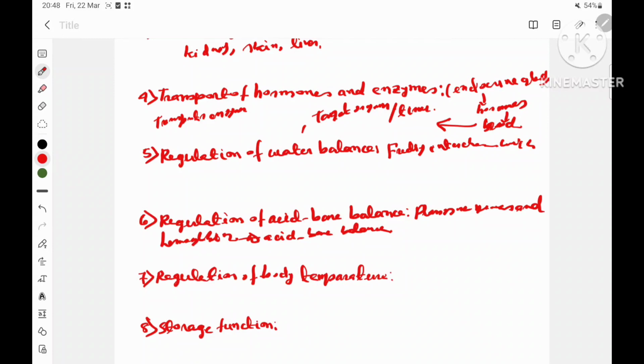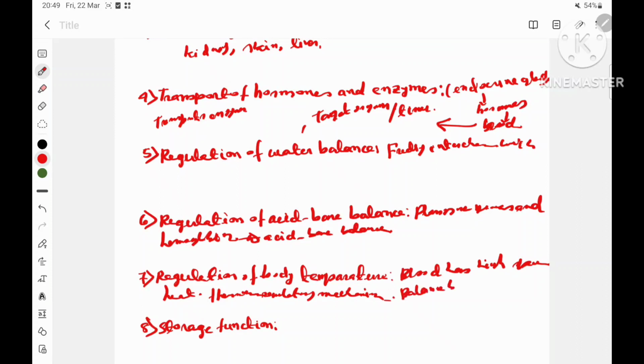Next is regulation of body temperature. Because blood has high specific heat, it is responsible for maintaining the thermoregulatory mechanism of the body, that is, it causes the balance between heat loss and heat gain.